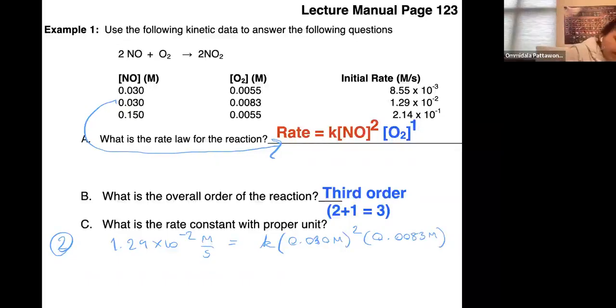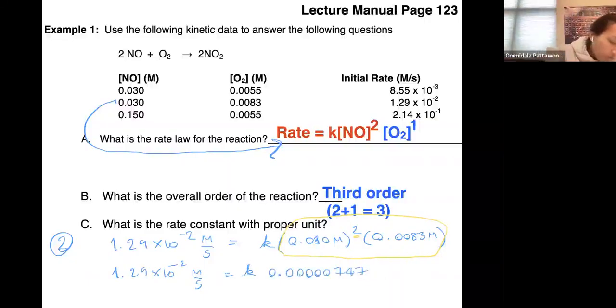All right, the next thing is just to solve for this. So 1.29 times 10 to negative 2 molar per second equal to K, and then I'm going to do this operation right here. Don't forget there's a square there. We multiply 0.03 squared by 0.0083, and you get this number right here. Now let's take a look at the unit real quick. This whole term is squared, so when you square, you have to square the unit as well. So you get molar squared, but that is also multiplied by another molar, so the unit comes out to be cubic molar.